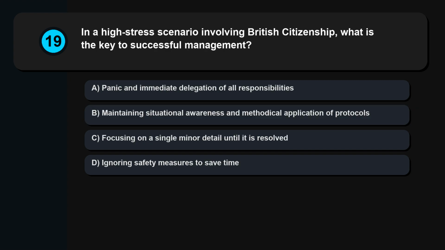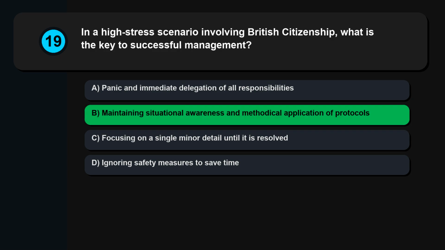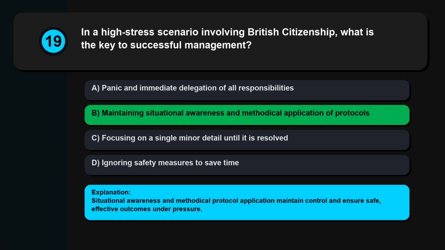Question 19. In a high-stress scenario involving British citizenship, what is the key to successful management? Panic and immediate delegation of all responsibilities, maintaining situational awareness and methodical application of protocols, focusing on a single minor detail until it is resolved, ignoring safety measures to save time. Situational awareness and methodical protocol application maintain control and ensure safe, effective outcomes under pressure.